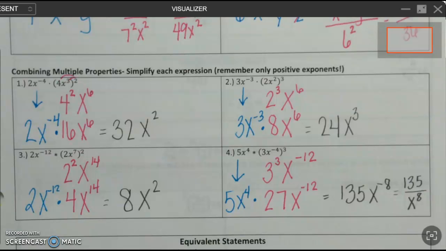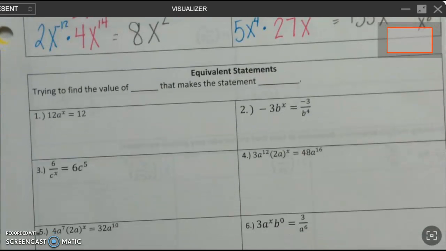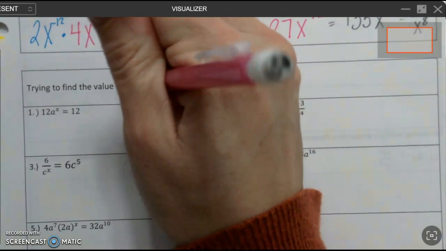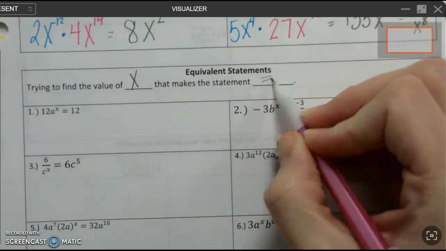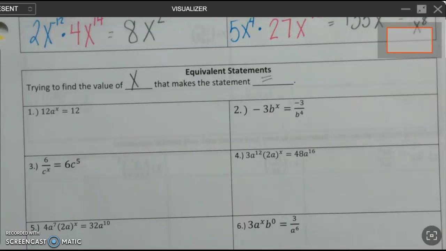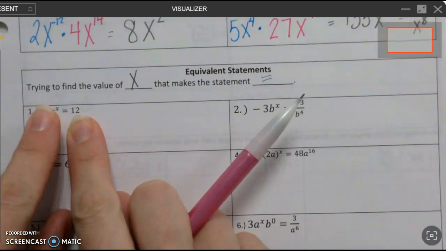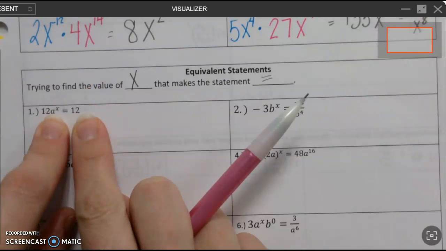Okay, the last piece of standard 26 and 27 is that we're just going to figure out what value of x would make the two statements that you see equivalent or equal to each other. So let's look and see what happened from the left side to the right side. On the left side, there's a letter A, and on the right side, there is not.